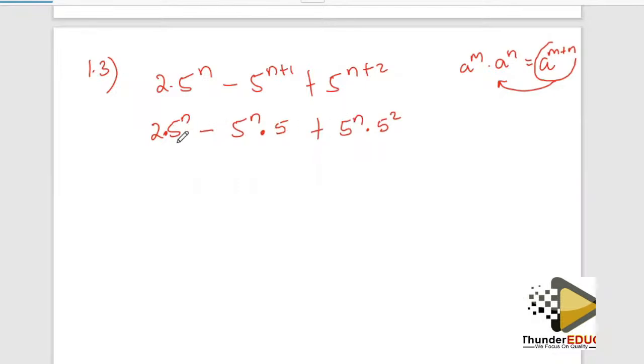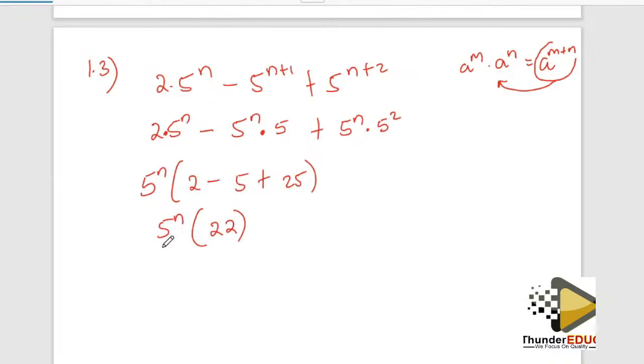Then I can see that 5 to the n is common. I'll factorize that out. I'll be left with a 2 minus 5 plus 5 squared, which is 25. Then that is 5 to the n times just 20 plus 2. Then I'll have 22, something like this.